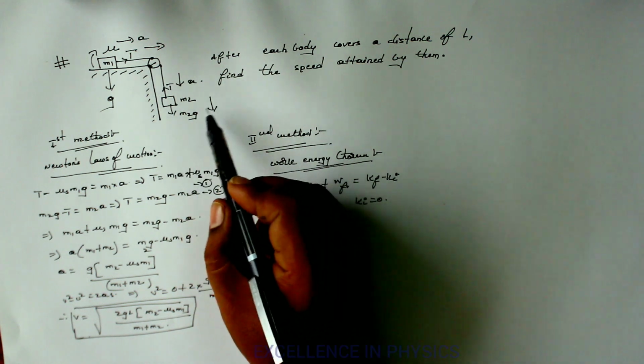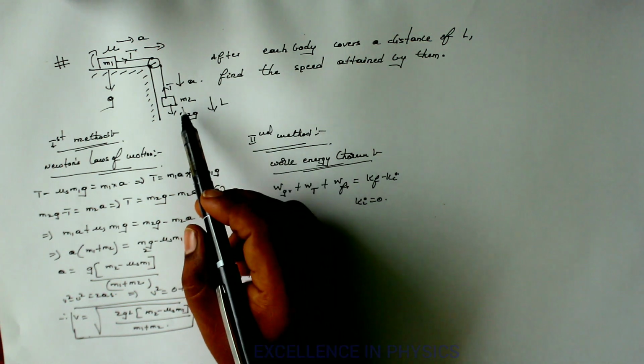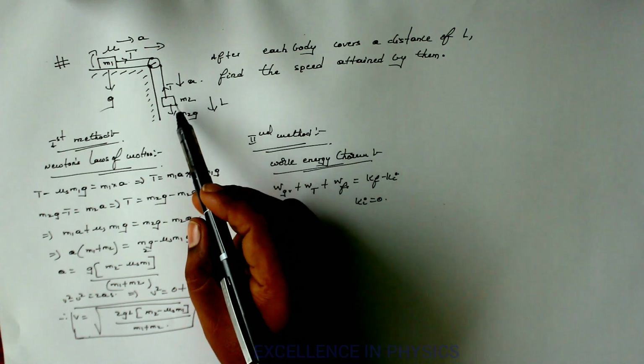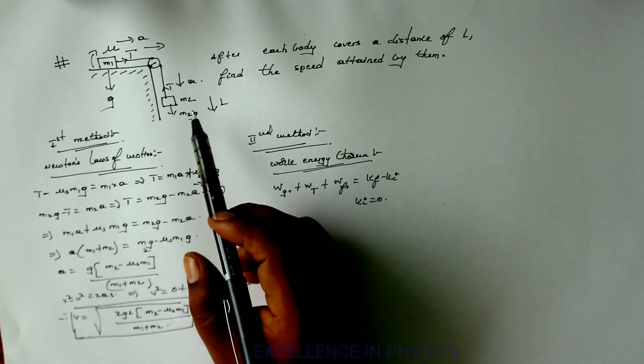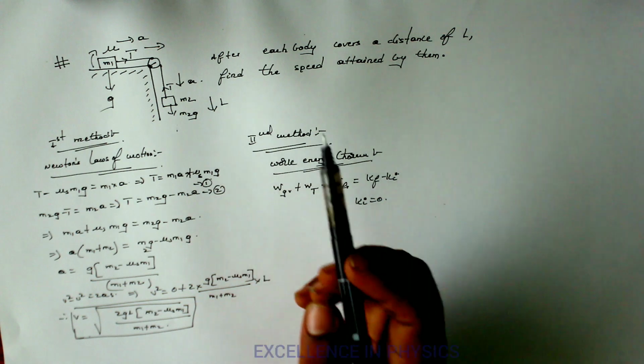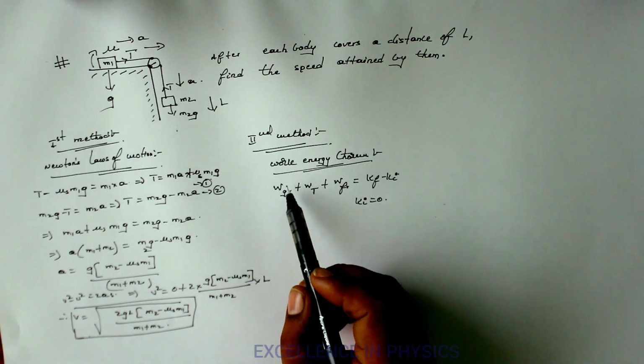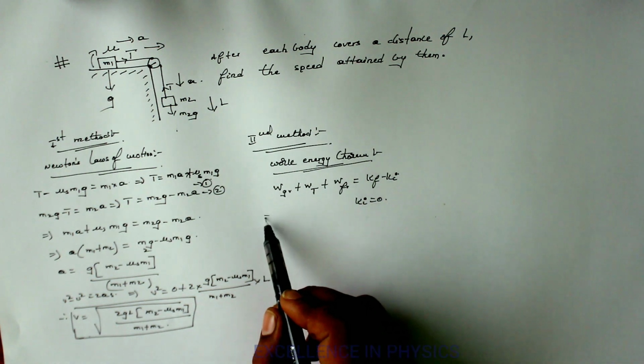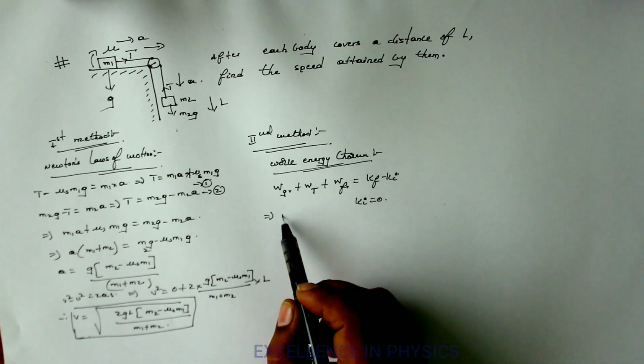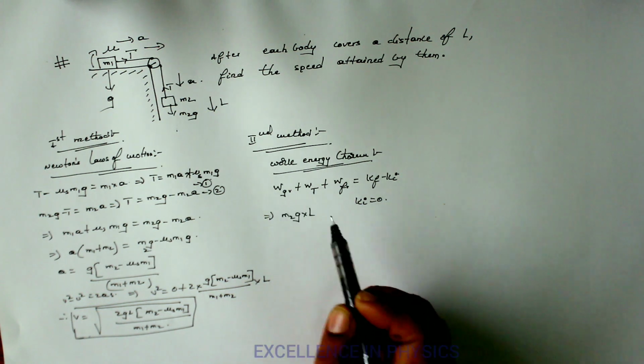Mass m2 is coming down by a distance of L, and the force acting on mass m2 is m2 into g. So force is downwards, displacement is also downwards in this condition. So work done due to gravity will be positive. Therefore I can write m2g into L.